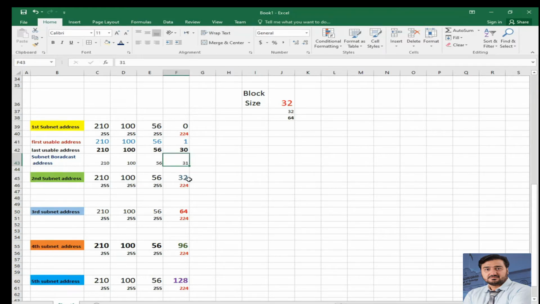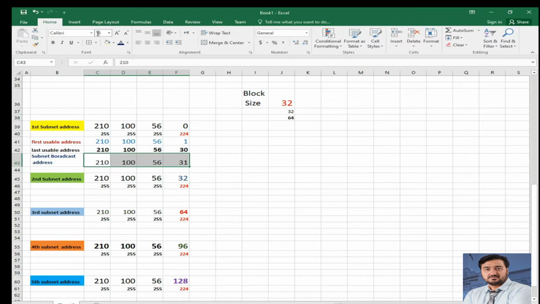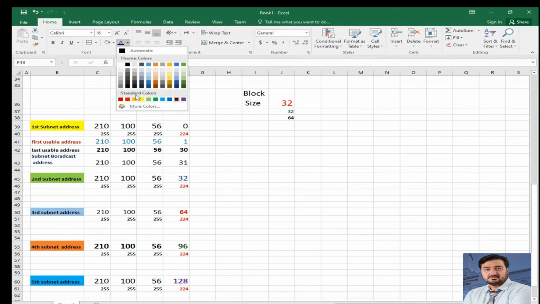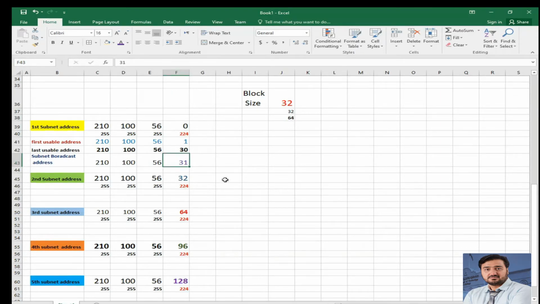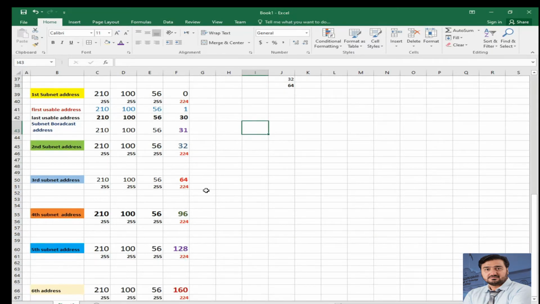Okay, because this is the second subnet. Now this is 31 because 32 will be the second subnet. One value before the second subnet will be the broadcast address, or the last address in each subnet range is the subnet broadcast address. Okay, you can see here. Now the rest of the thing here you need to fill by yourself. Please try to understand this concept also.